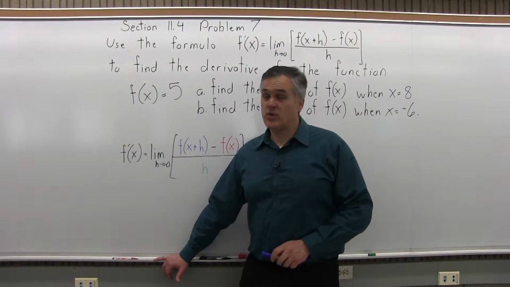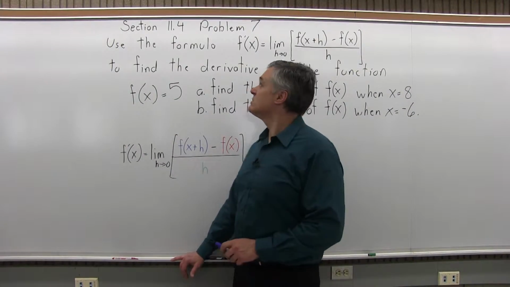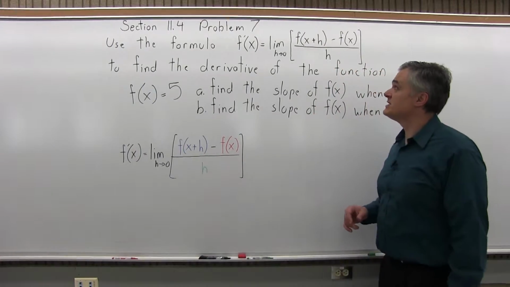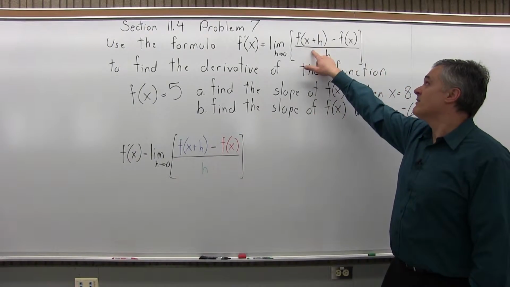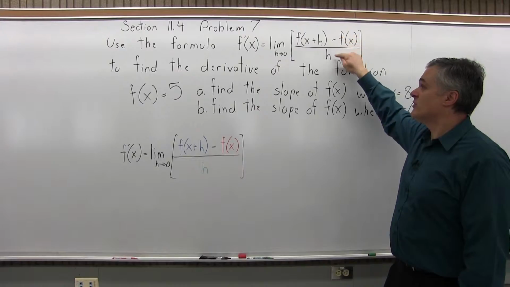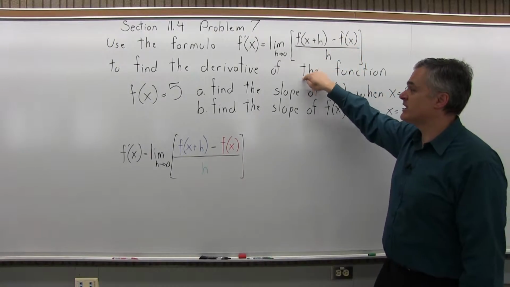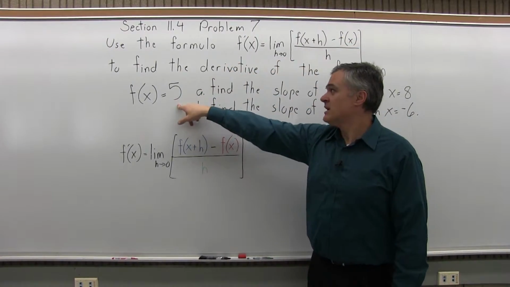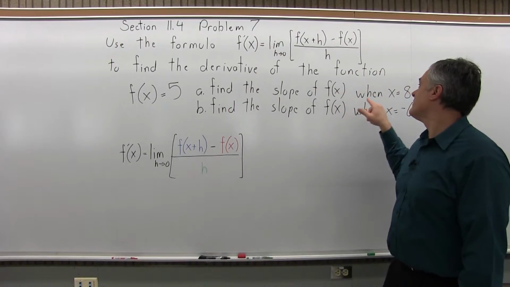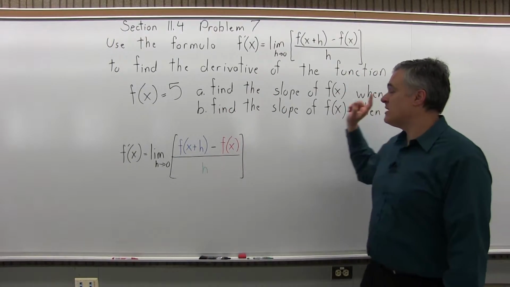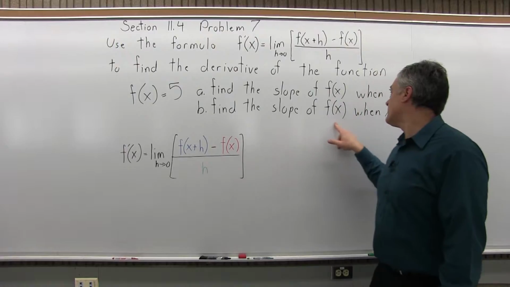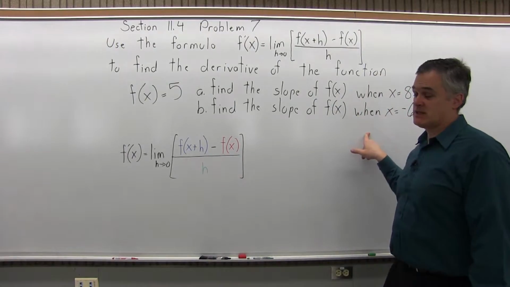This is Section 11.4, Problem number 7. It says, use the formula f prime of x equals the limit as h approaches 0 of f of x plus h minus f of x over h to find the derivative of the function f of x equals 5. And then part A, find the slope of f of x when x equals 8. And part B, find the slope of f of x when x equals negative 6.